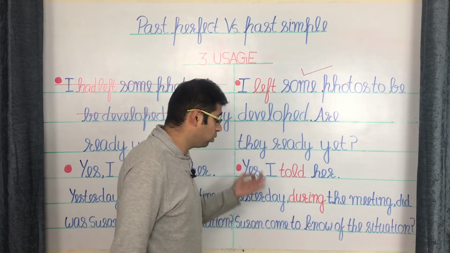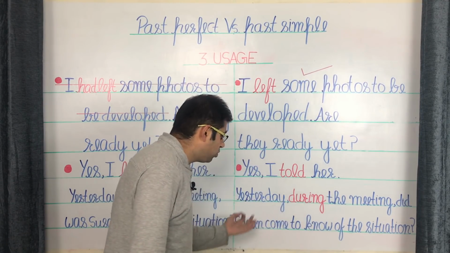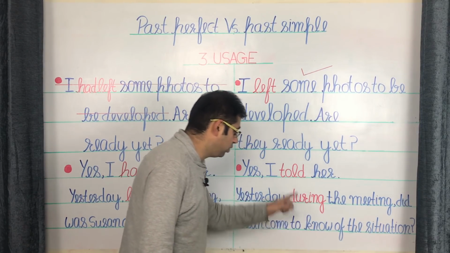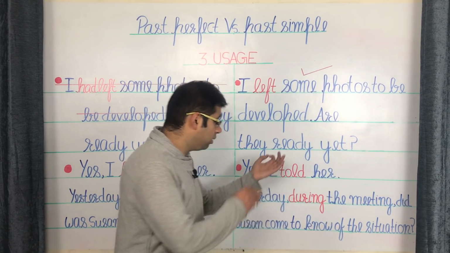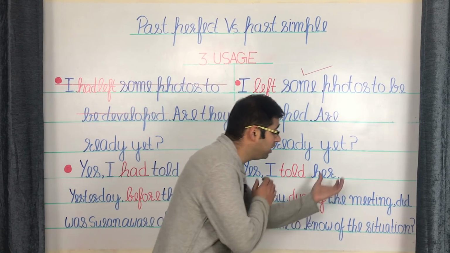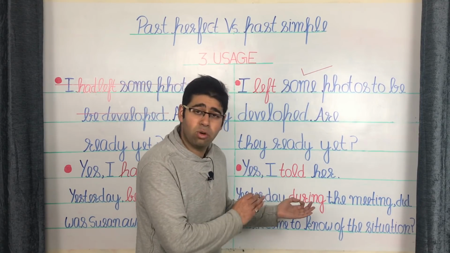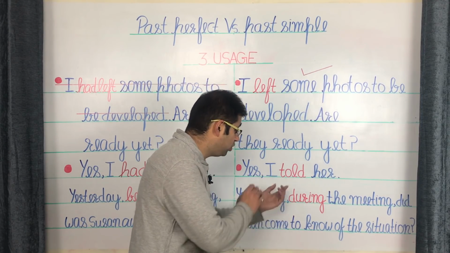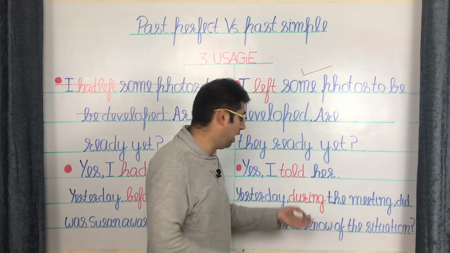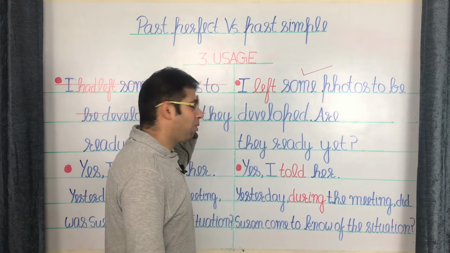Let's read the query to this answer, which is, yesterday during the meeting, did Susan come to know of the situation? Now, during is the key word over here because the past time mentioned in the sentence is one singular moment, which is the meeting itself. There is no before the meeting over here. When did Susan come to know of the matter? She came to know of the matter during the meeting itself. And hence you have that answer as, yes, I told her. So that's all about the usage.